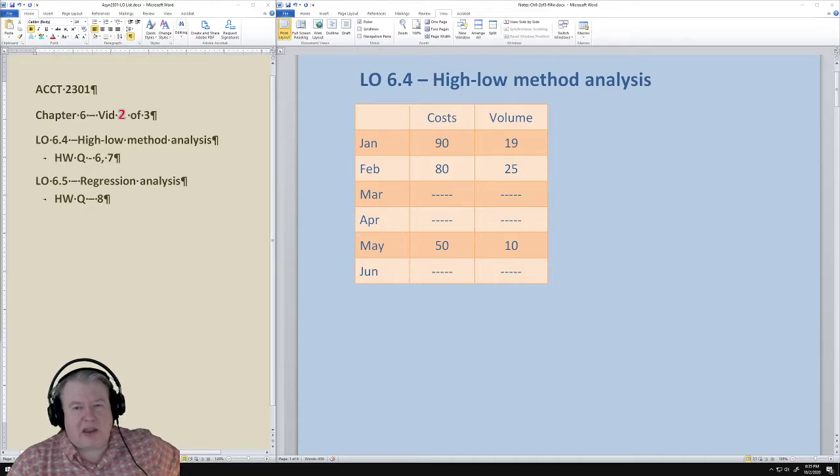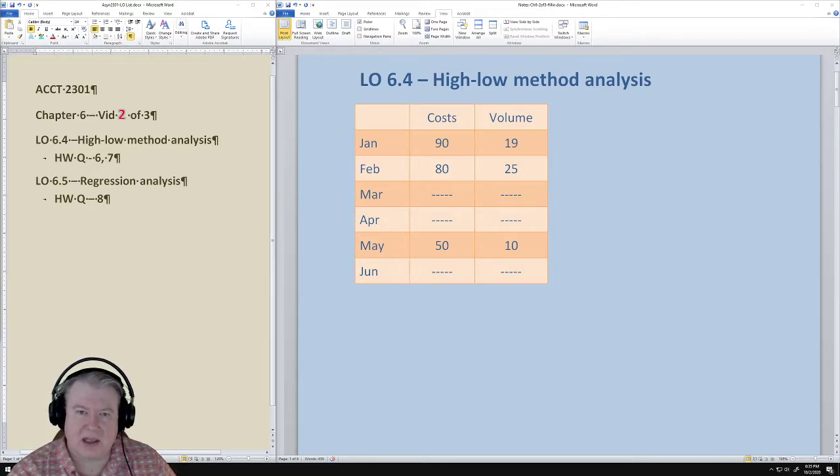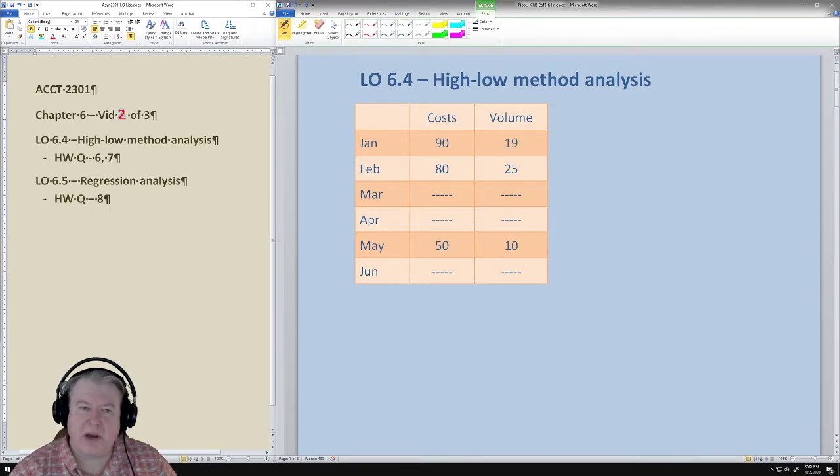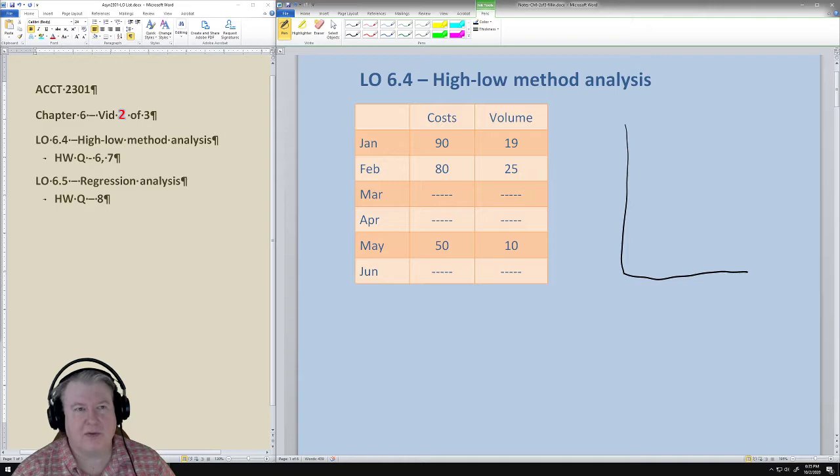So with the high-low method, if you remember, we talked a little bit about how the various fixed costs and the variable costs look on a graph. Well, we're going to use that same sort of thinking and look at graphs again and use those for our method. So the high-low method is, let's say you don't know the exact amount of your variable costs and you don't know the exact amount of your fixed costs.